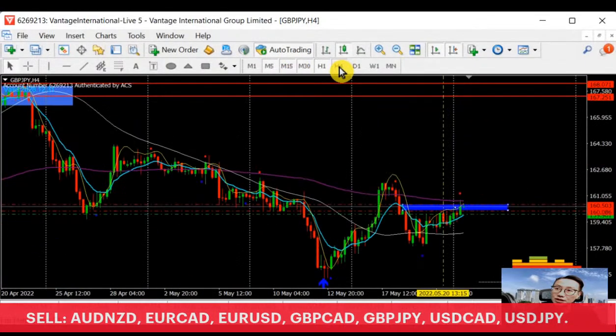On H4, if this is the end of the retracement, then it will still go all the way back down, right? Wow, this is going to be very big. Pound Yen is going to have a very big movement here, right?